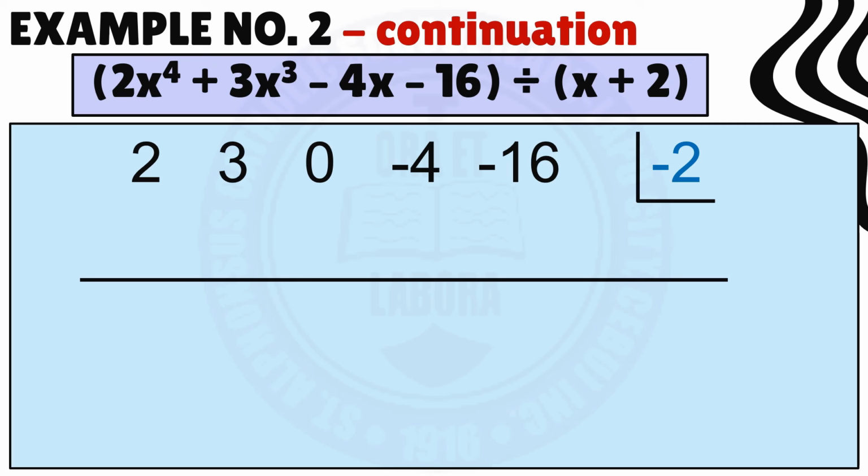get the numerical coefficients. We have 2, positive 3. As you have noticed, we don't have any term for x squared. So as a placeholder, we will put 0. Then negative 4. Then we will also include the constant negative 16. Then for negative 2 here, this is our c.